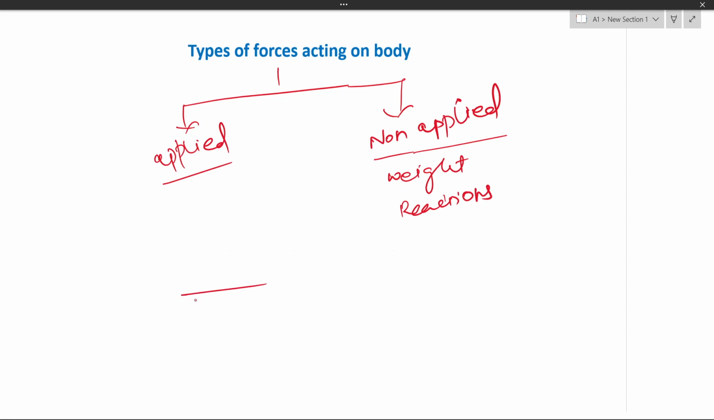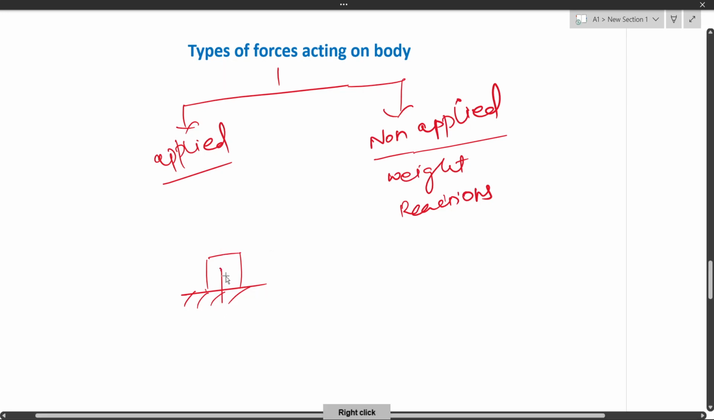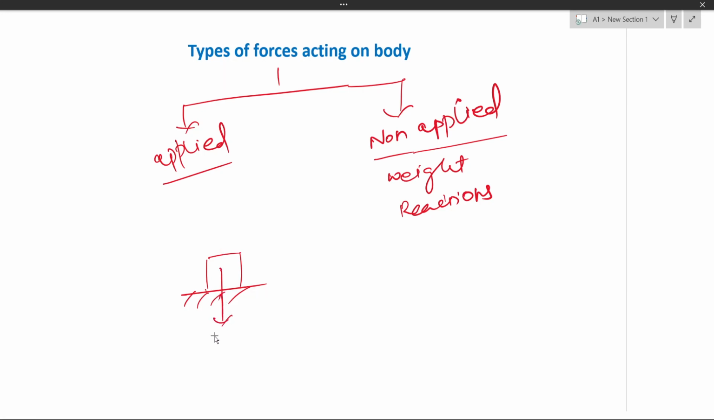For example, if you keep one object on a floor, it would have some self weight which acts downwards, and this self weight would create a reaction opposite to it, on the surface of this object. That is called the normal force, or normal reaction force. We can say it both ways.